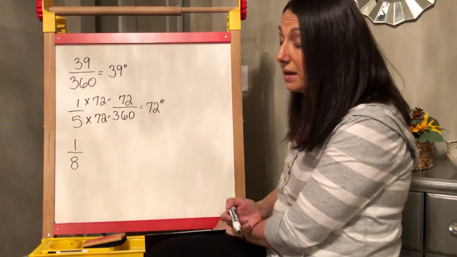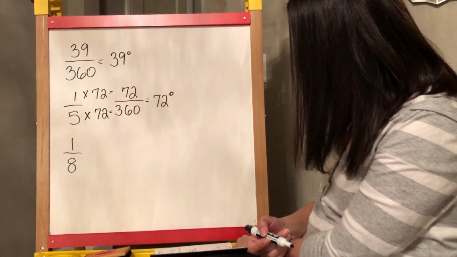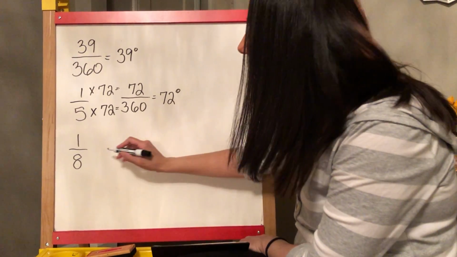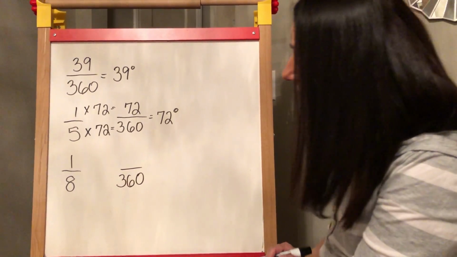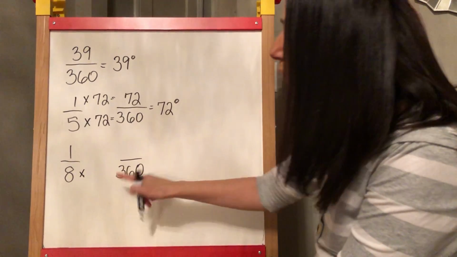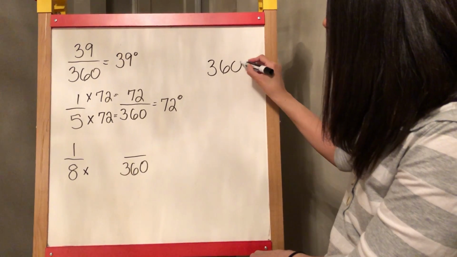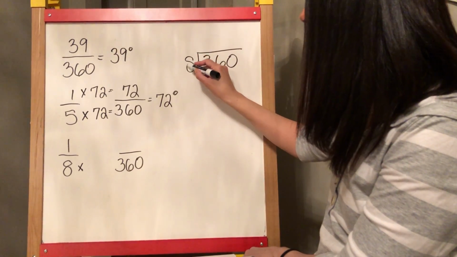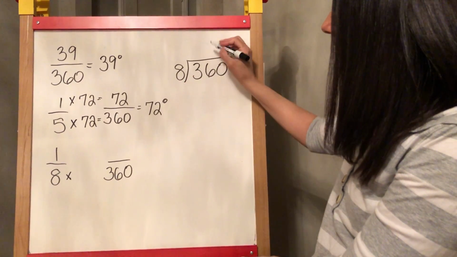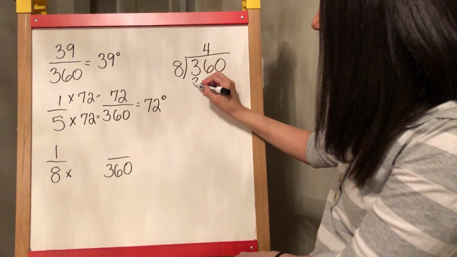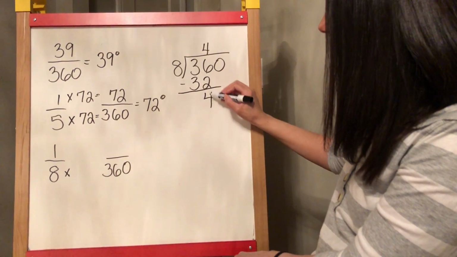1/8. My denominator is not 360. So I have some math to do that I need to solve. Okay? I need a denominator of 360. So again, I have to think about it. 8 times what gives me 360? I don't know, so I'm going to do some division on the side. 360 divided by 8. So I'm going to start. 36 divided by 8 is 4. 8 times 4 is 32. Subtract. 36 take away 32 is 4.